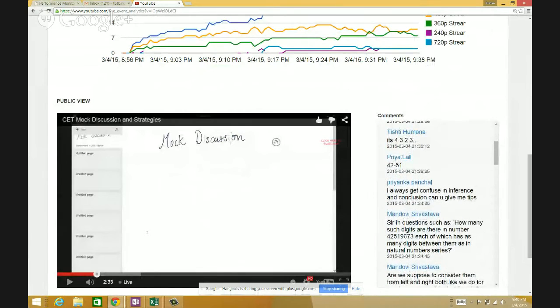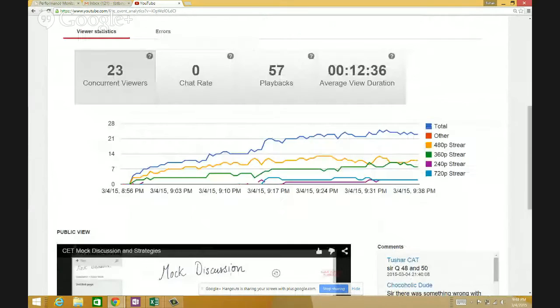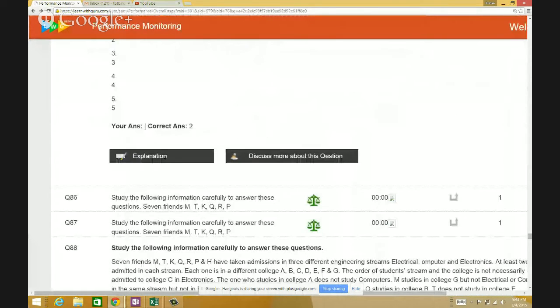Yeah, 42 to 50. And you always get confused between inference and conclusion. I'm giving you a lot of tips on it. Don't worry about it. Just chill for a while. Let me just finish this. So I'm sure this inequality is clear.